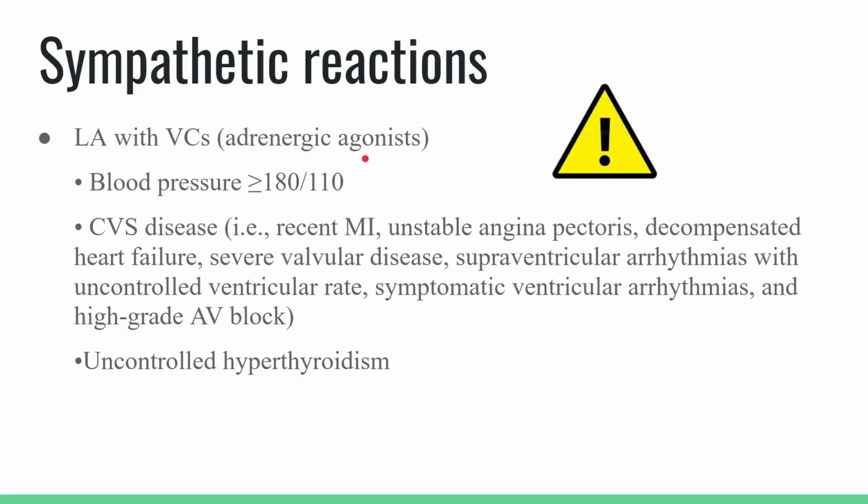For example, if patients are hypertensive, if they have a blood pressure of over 180/110, we cannot give the patient this kind of formulation. We can't give them a local anesthetic with a vasoconstricting agent. Or if the patient has any other kind of cardiovascular disease, for example, a recent MI, angina pectoris, arrhythmias, symptomatic ventricular arrhythmias, AV block, uncontrolled hyperthyroidism, all these diseases don't allow us to use the vasoconstrictor with the local anesthetic.